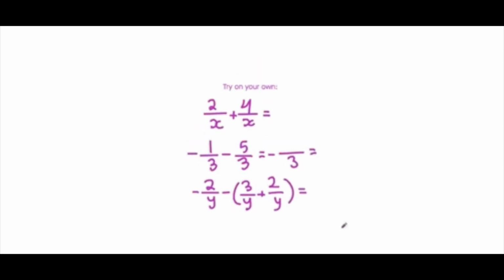So these are some try on your own problems. The first one, we have 2 over x plus 4 over x. So we bring down the denominator, which is x, and then we simplify the numerators, 2 plus 4, which will give us 6.